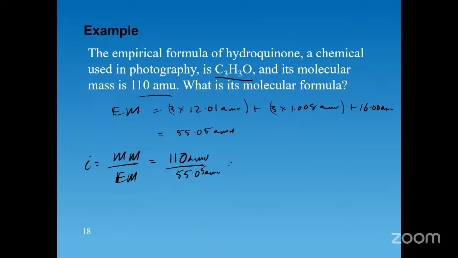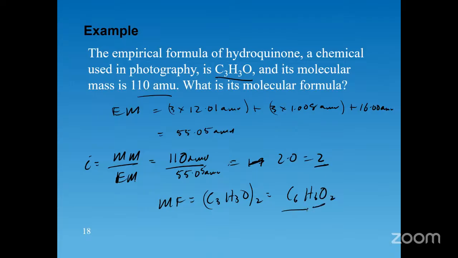So let's see what that gives. 110 divided by 55.05 gives 1.9. I'm sorry, if I round to 2 significant figures, that would be 2.0, right? Which would be 2. It should be an integer, right? So therefore, the molecular formula is going to be C3H3O, and you multiply that by 2 to give the final answer, which is C6H6O2. And that's basically how you do that, right?